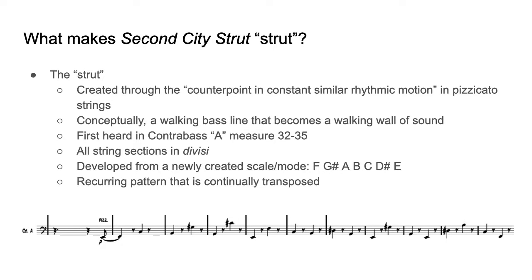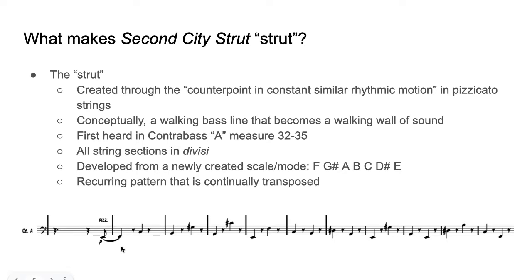The strut theme. It's what makes Second City Strut, well, strut. It's created through that counterpoint and constant similar rhythmic motion. Predominantly we hear it in pizzicato strings. As mentioned earlier, I conceptually had it as a walking bass line that turns into a walking wall of sound. Now, all of the string sections, when it is in the strings, are in divisi. So we first hear it in contrabass A, as shown below here, in measures 32 through 35.